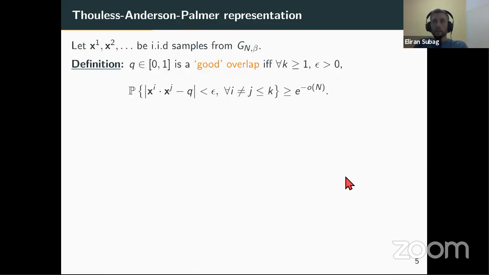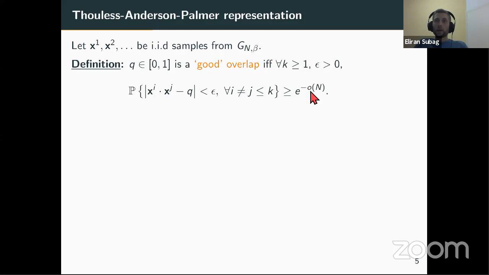And the proof will be for a certain generalization, which I'll describe now. So I'm taking xi to be IID samples from the Gibbs measure. And I will call Q a value between 0 and 1 a good overlap if, for any fixed k and epsilon, I look at the probability that for the first k samples, each pair has inner product, or overlap, which is roughly Q. And I want this probability not to decay exponentially fast.